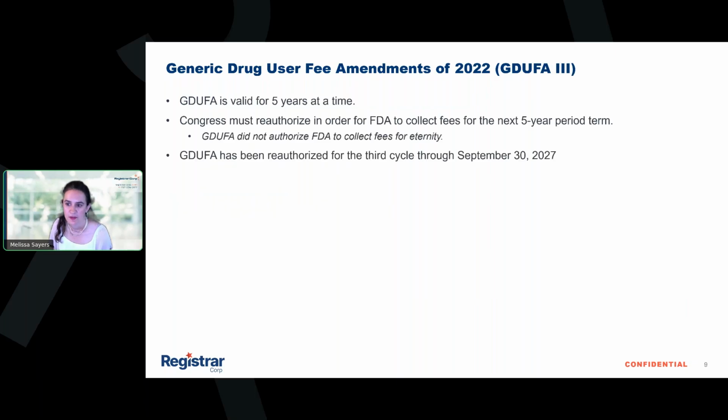GDUFA must be reauthorized every 5 years. On September 22nd of 2022, the President signed the bill reauthorizing GDUFA through September 30th of 2027.